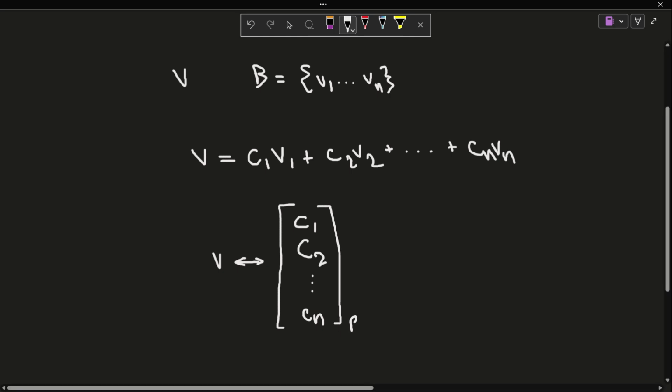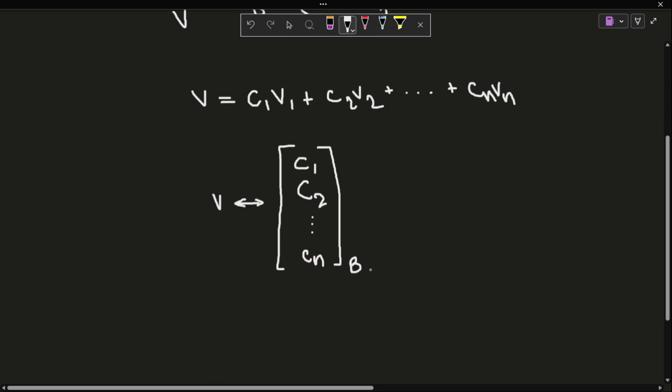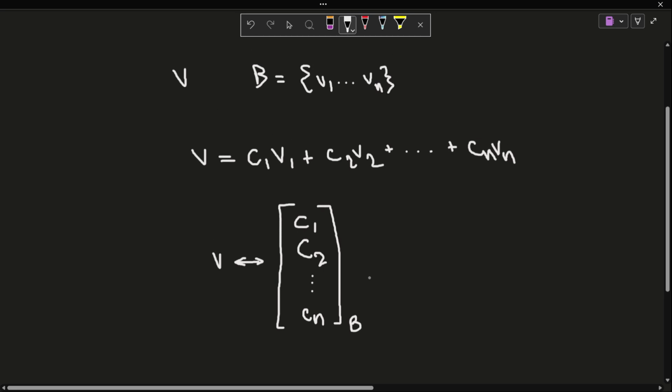We're then going to denote at the bottom that our basis is B. So this is notation to say that this is v represented in terms of perhaps not a standard basis, and how much of each vector inside that basis we need. We call this a coordinate representation. The subscript here just denotes the basis, and this coordinate representation is basis dependent. So we're not using a standard basis here.